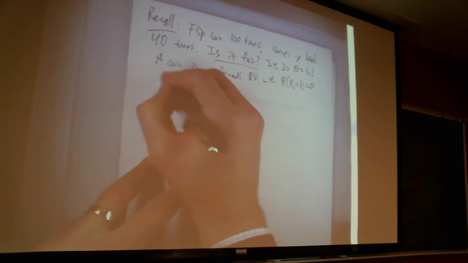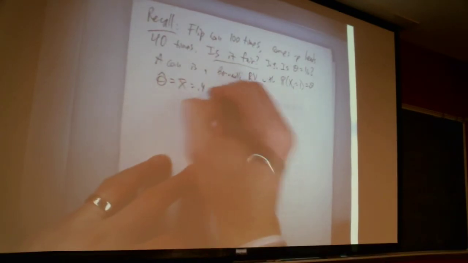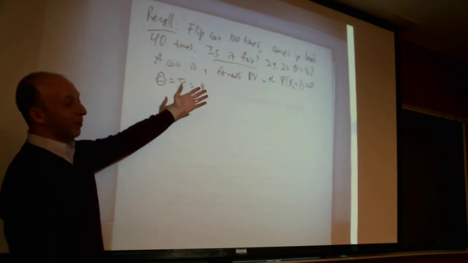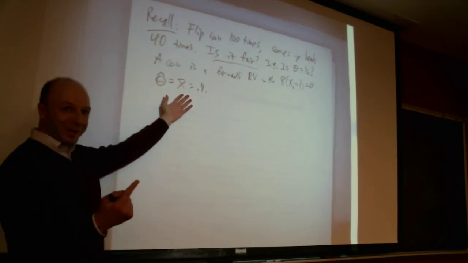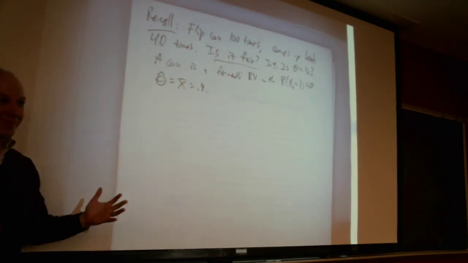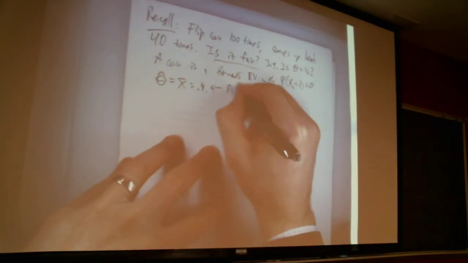Well, theta hat, our estimator for theta, from either the moment method or the maximum likelihood method, is 0.4. X bar, the average, exactly. X bar is 0.4. So you would say, well, no, it's not fair because X bar is 0.4 and we're expecting a half. That's a point estimator. We want to do better. We want an interval estimator. I'm just reviewing what we did last time, but through the lens of an actual experiment.